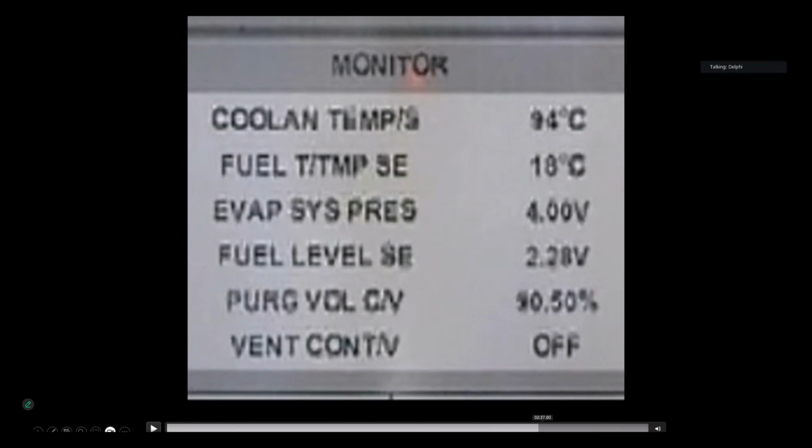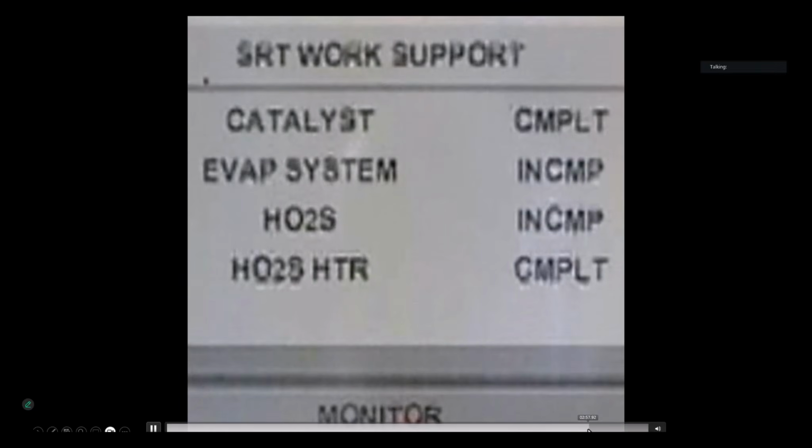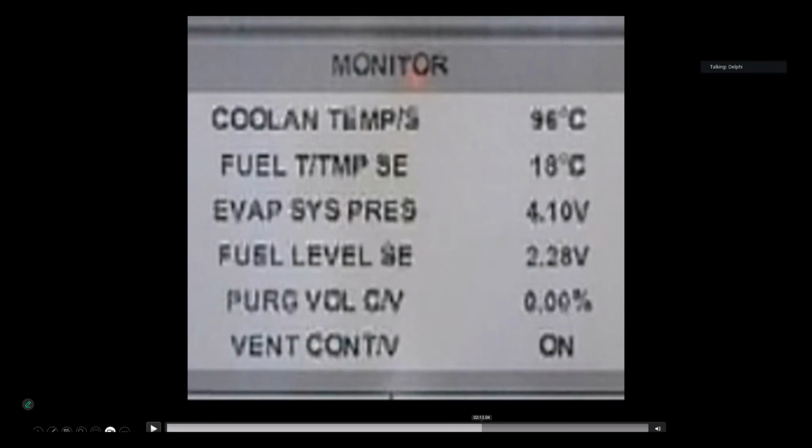I'll get it right there, right about 3.96 volts. That should do it. We'll go back just a second here. There we are. Now watch. This is off, this is closed. Watch how fast that's going up. That's going to go up to 4.1 volts.